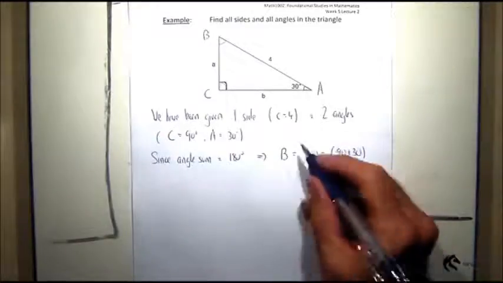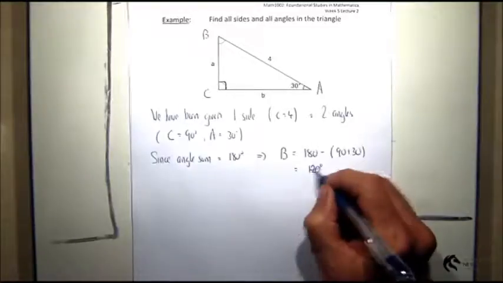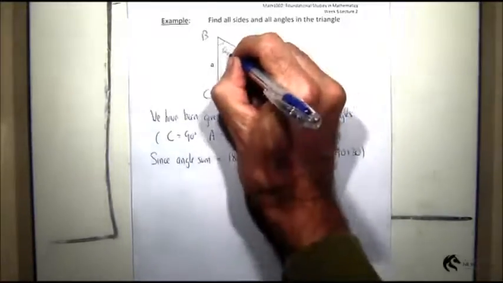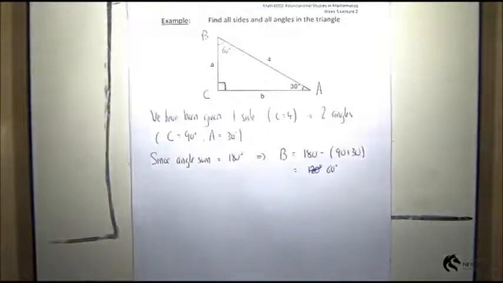And so in there I get 120 degrees. I get 60 degrees, 180 minus 120. So that angle is 60 degrees. That's good. So now I know all three angles. Can I work out the sides?